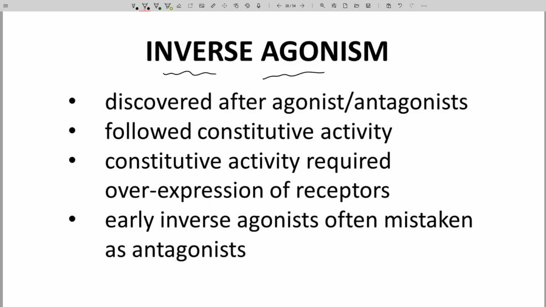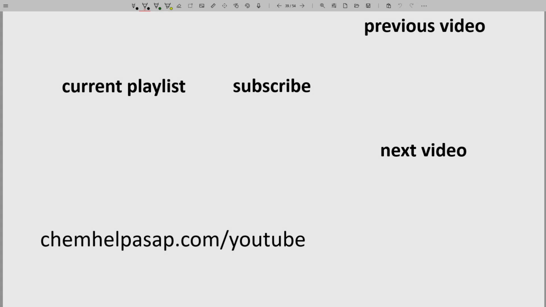For this reason, some early drugs were misidentified as antagonists, no effect on response. Only later, once the constitutive activity of the receptor was recognized, then the drug's inverse agonism was correctly identified. Inverse agonists are a bit confusing compared to agonists and antagonists.